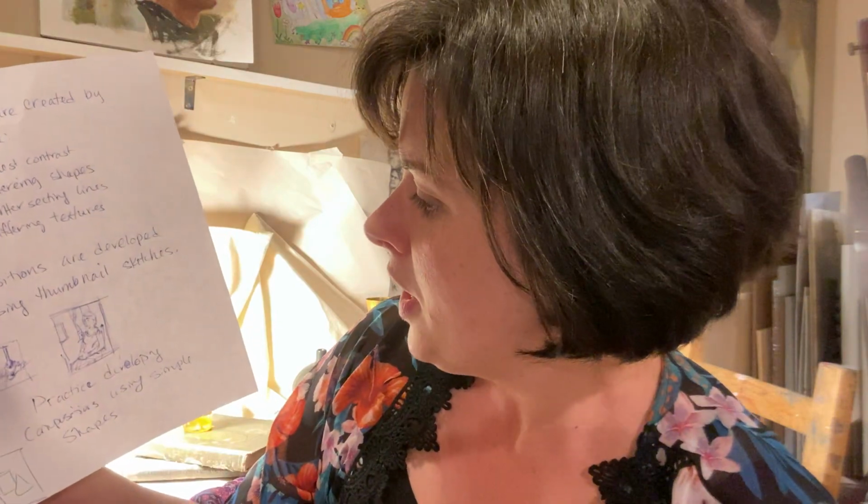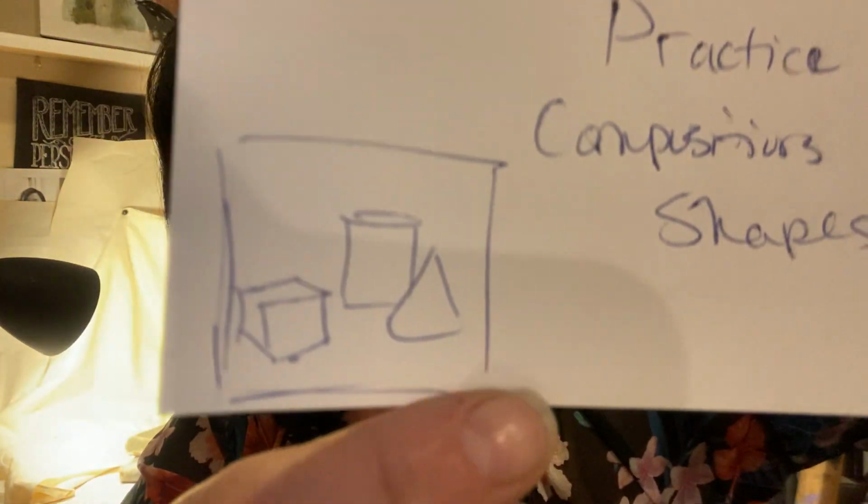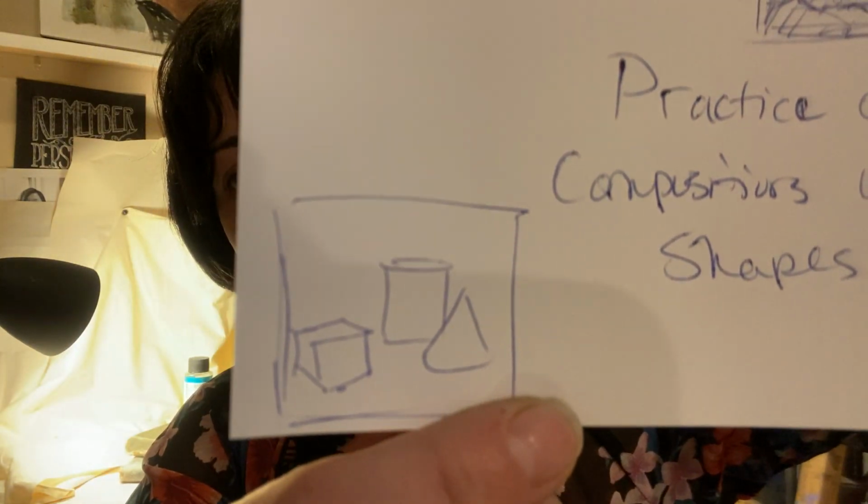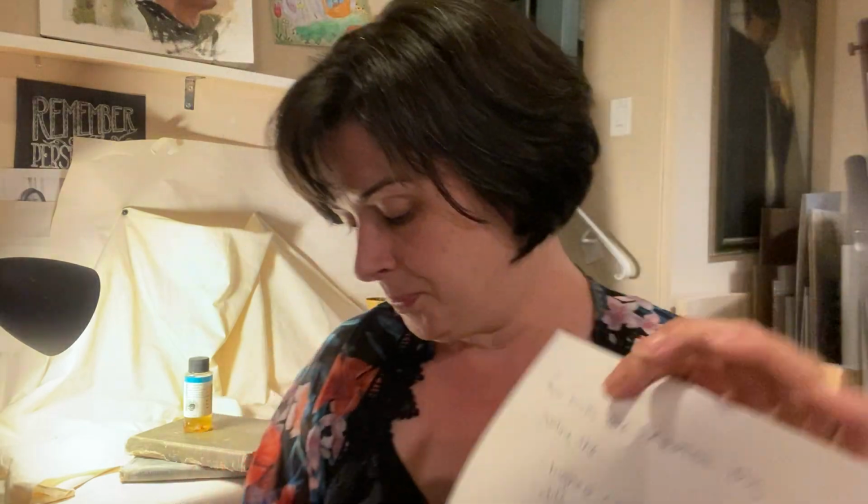And then once you've done that, you decide on your more finished piece. So I want you to do at least 3 thumbnails this week. More would be great, right? More is always better. So practice developing your compositions using simple shapes. You can just make a bunch of simple shapes and practice arranging them in these little squares.